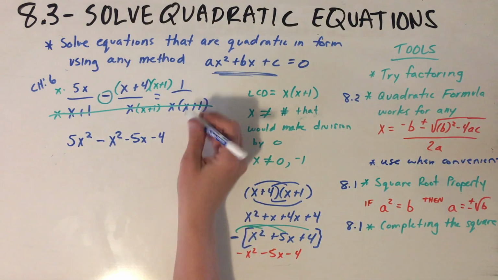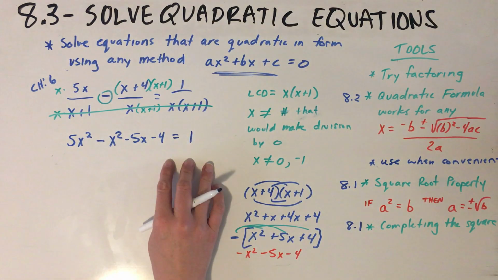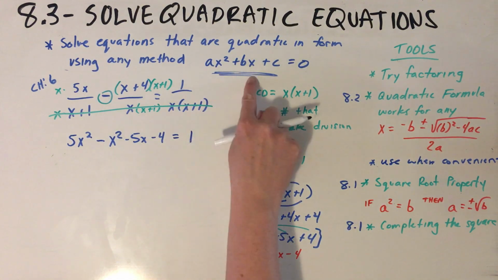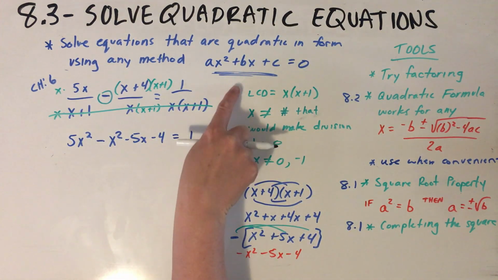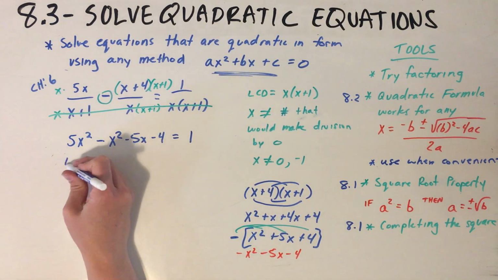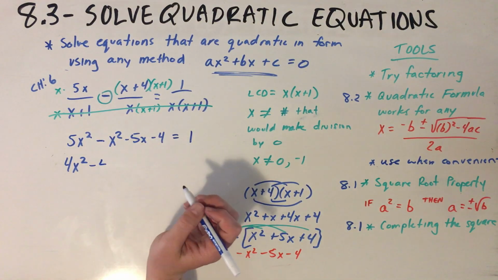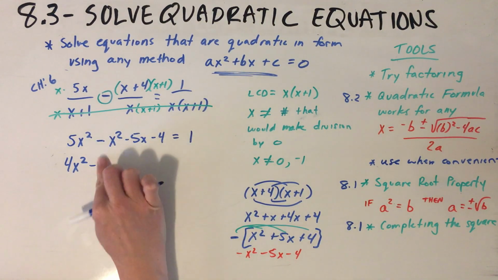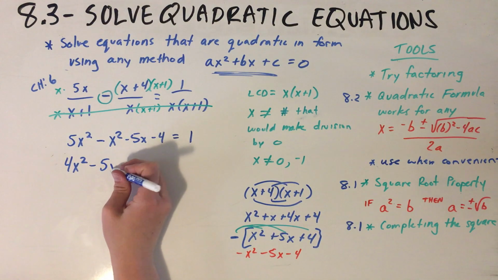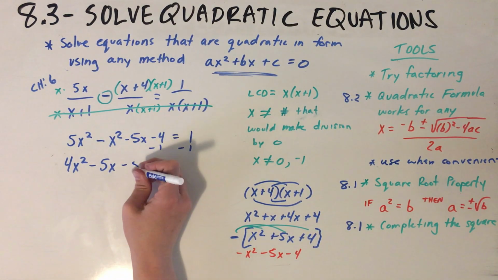And on the other side here, because this already had the denominator, this is just 1. Now I'm going to combine all of these and put it into this format, and you can see now, oh, it is starting to look like a quadratic. So a 5x squared minus an x squared is going to give us a 4x squared minus a 5x, and then I'm going to move that 1 over, and that's going to be a minus 5.